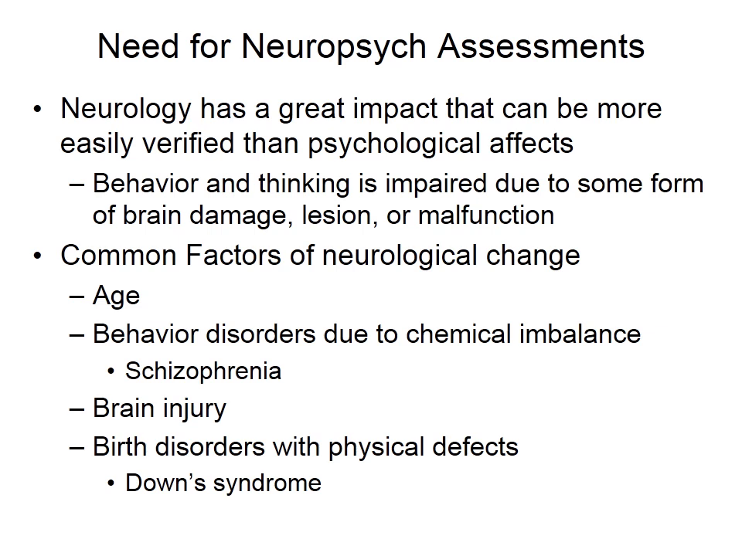So behavior and thinking is impacted and impaired due to some form of brain damage, lesion, or malfunction is what we're looking for. So what we're examining is the effects of this impairment from actual damage, malfunction, chemical imbalance in the physical structures that then result in impairment or change to behaviors or the psychology of the person we're examining.